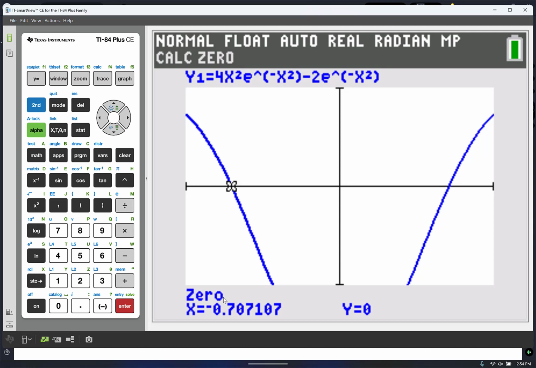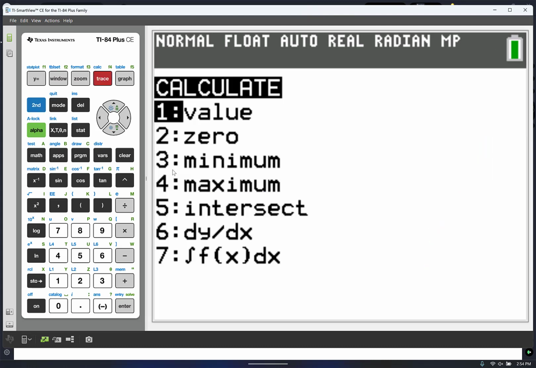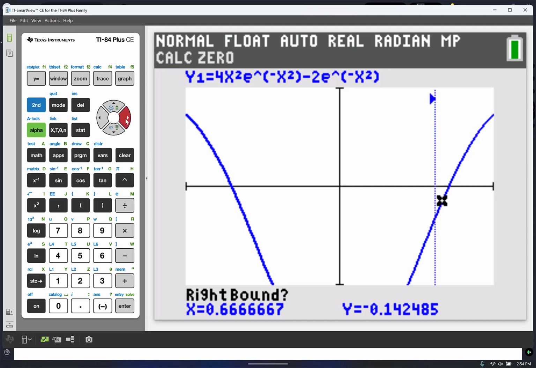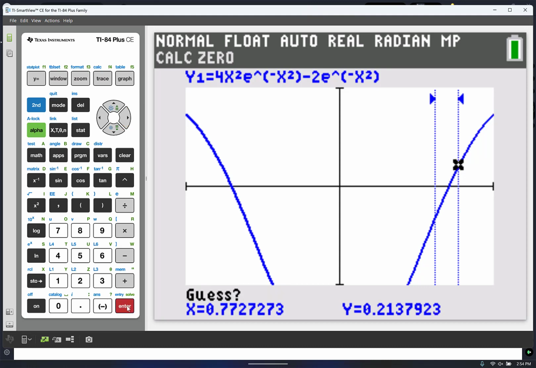Let's practice again, this time with the one on the right. Obviously, it's going to be the same value, but positive. Second, calculate, number 2. And it says left bound. You can actually just push the number 0.5 if you want to get there really quick. Left bound, 0.6. Right bound, I'm going to scroll to the right of that. Push enter. Guess, I only have one intercept, so I don't care about guessing. Push enter again. Does yours say 0.707? Those are my points of inflection. Cool or not cool? Cool.